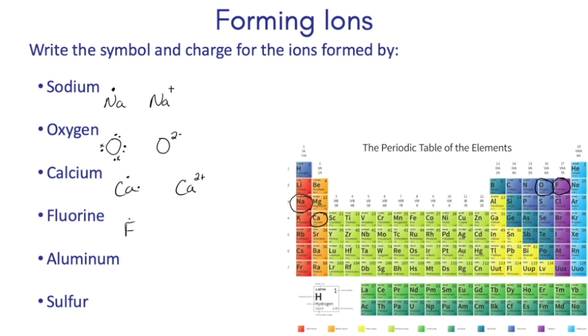Fluorine is in group 17, giving it 7 valence electrons. This is the Lewis dot structure for fluorine. It wants to gain one more in order to have a full octet. So because fluorine gained that one more electron, it has one electron more than protons, giving it an overall -1 charge. Let's look at aluminum, which is here.